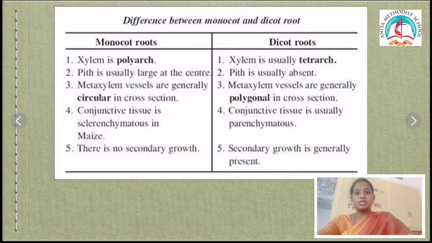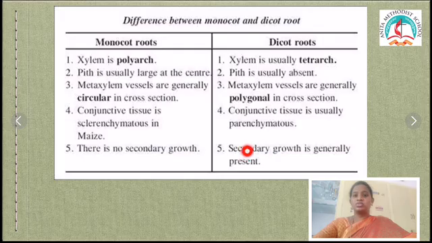Metaxylems are circular in shape in monocot root and polygonal in dicot root. There is no secondary growth in monocot root. Secondary growth is present in dicot root. In monocot root, conjunctive tissues are made up of sclerenchyma cells and in dicot it is parenchyma cells.